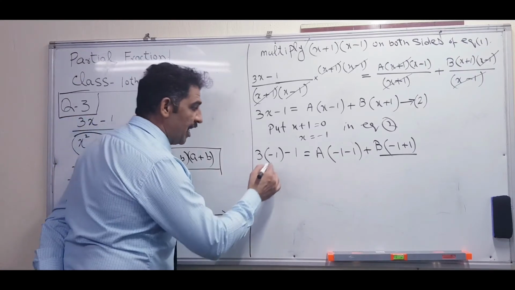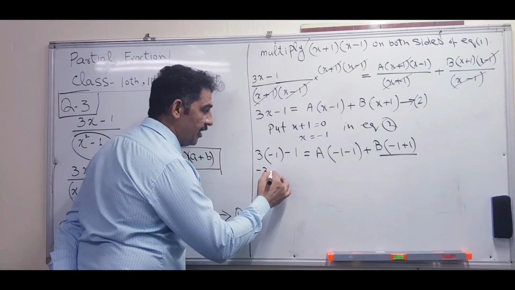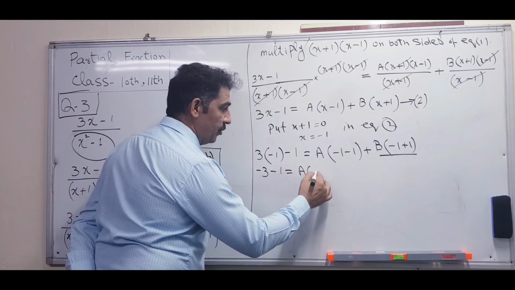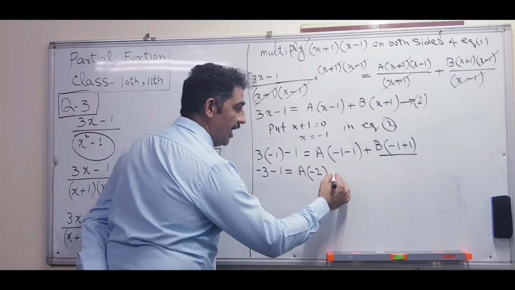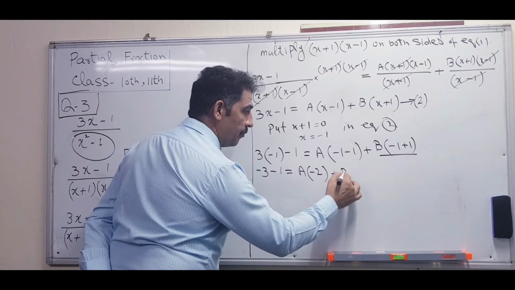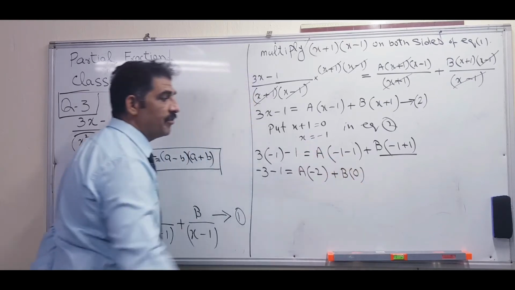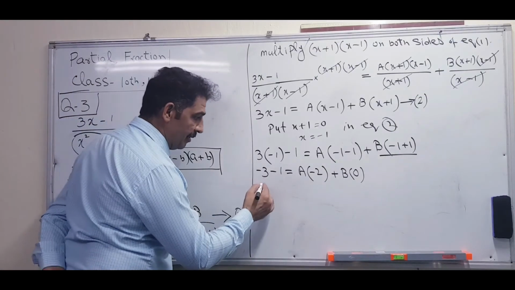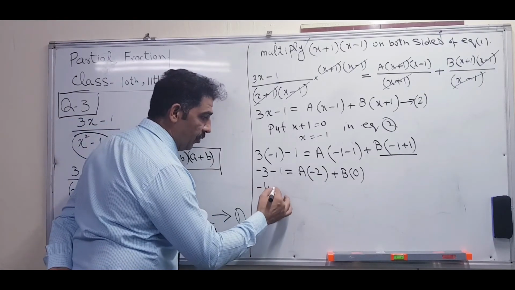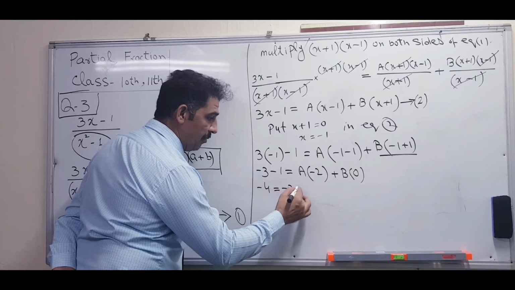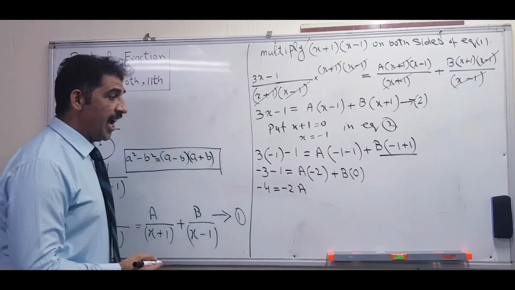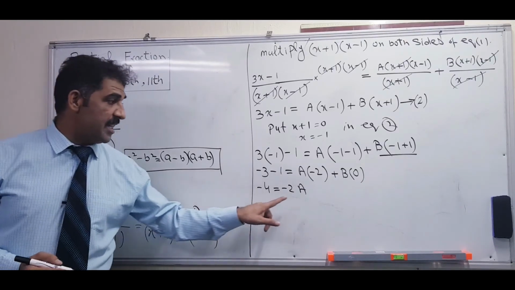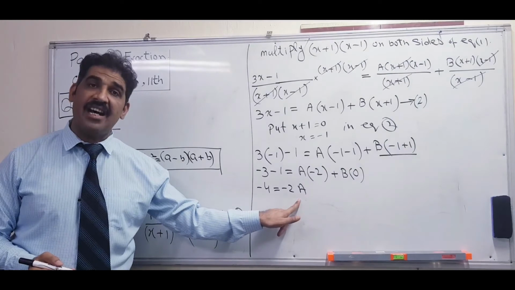Good. So 3 minus 1, minus 3 minus 1 is equal to a into minus 2, and if you write b into 0, it's up to you, otherwise if you neglect that, it is acceptable. So after final simplification, minus 4 is equal to minus 2a. We have to find the value of a. So what do we have to do? a should be single on the right hand side or left hand side.